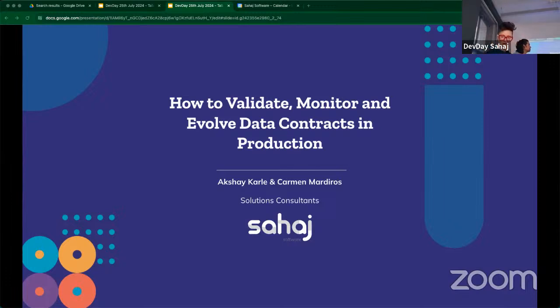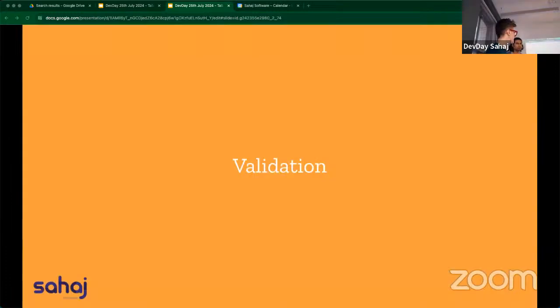All right. So in the first talk, we gave an overview of data contracts and how, we believe, they're the cornerstone to building successful data products. In this second talk, we're going to talk about the nitty-gritty of implementation, lessons from the trenches. First, we'll talk about validation.